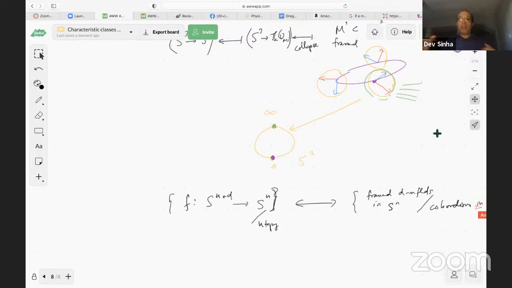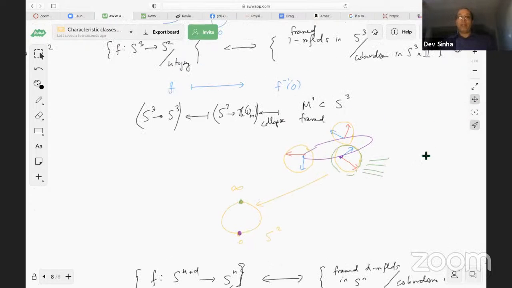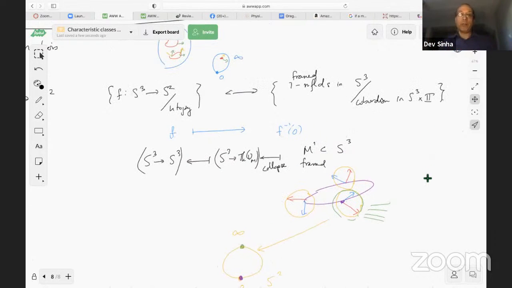Because by the way, I just gave the maps. The fact that they're inverse to one another, at some point we even need to show that they're well defined. And the point is, let's look at the easier direction: take an f and look at f inverse of 0.